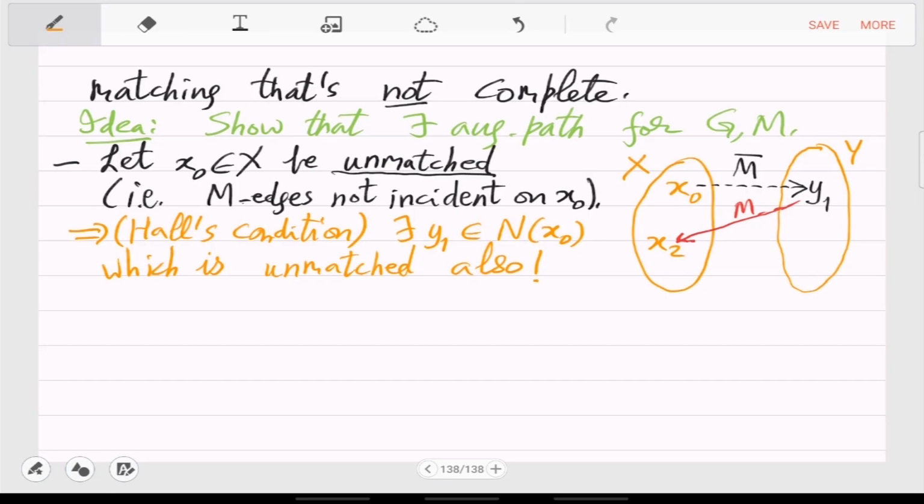Wait, I made a mistake before, I guess. Yeah, I should not have said unmatched. That we did not deduce. All Hall's condition gives is that y1 is in the neighborhood of x0. It doesn't say anything about its matching or unmatching. So here you ask the question whether it can be matched or unmatched.